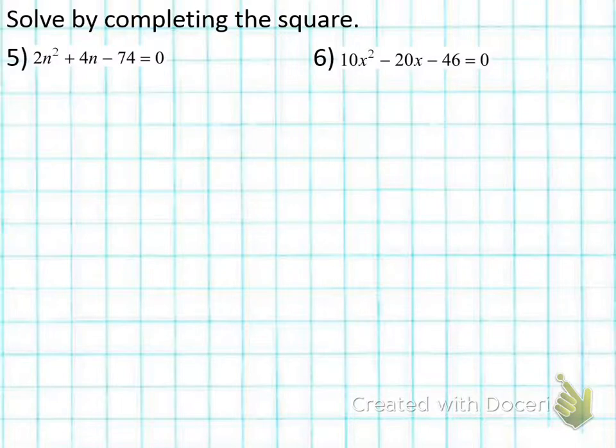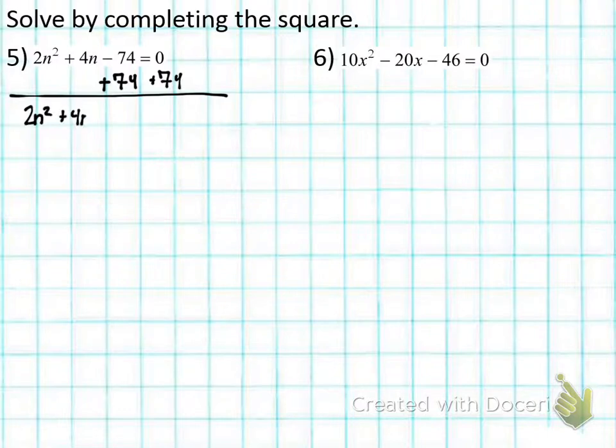Okay, so what we're going to do right now is work it out like we normally would. So what's C? Negative 74. So what's the opposite of minus 74? We're going to add 74 to both sides, right? So we got 2n squared plus 4n is equal to 74.